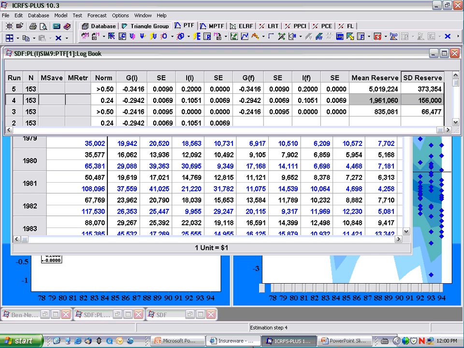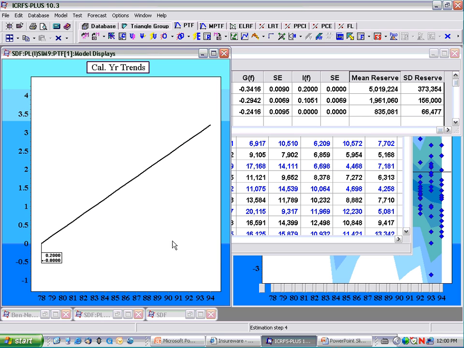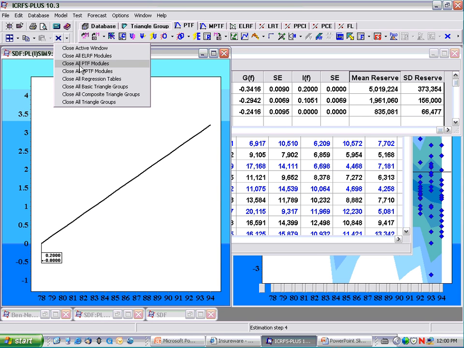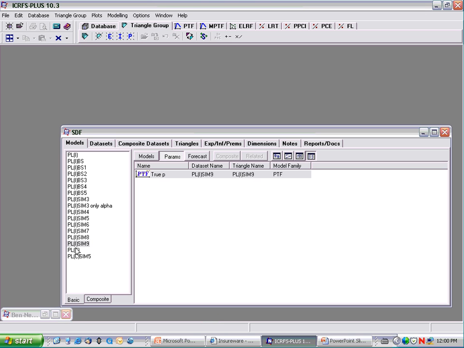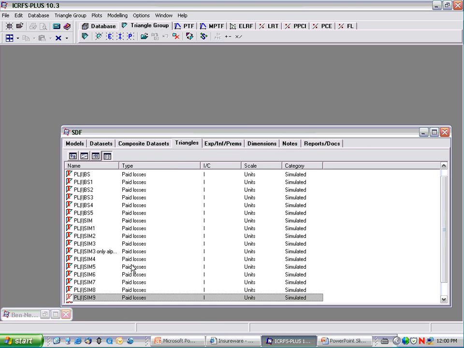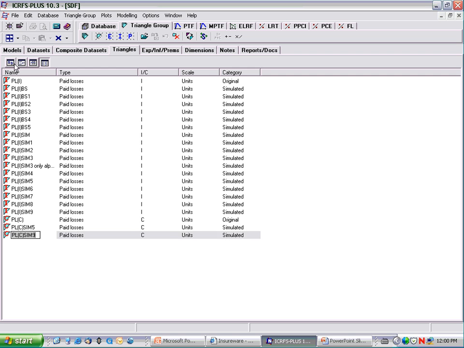So we showed you we can get an answer that's way too small because the trend in the method is much lower than the trend in the data. This one, the trend in the method is very close to the trend in the data, and that one, the trend in the method is much larger than the trend in the data. Okay, if we now close the PTF module and we go back to the triangle group and we cumulate Sim 9, so let's cumulate it. So just transform it. I guess I'll do it that way. Transform. So now we should have the cumulative version of it.